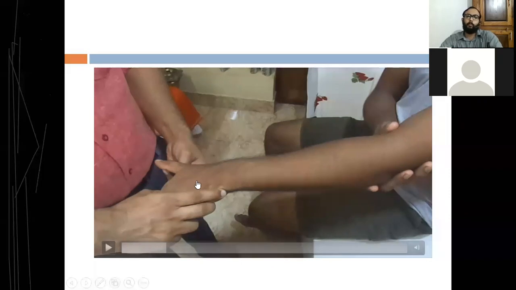One splint over the posterior aspect from the metacarpophalangeal joint up to the elbow joint, and another splint anterior from the metacarpophalangeal joint to the elbow joint, and 2 other splints, one medial and one lateral, from the wrist joint to the elbow joint. If we are using a half cast, then we can avoid the posterior, medial and lateral splints and we can apply the anterior splint.